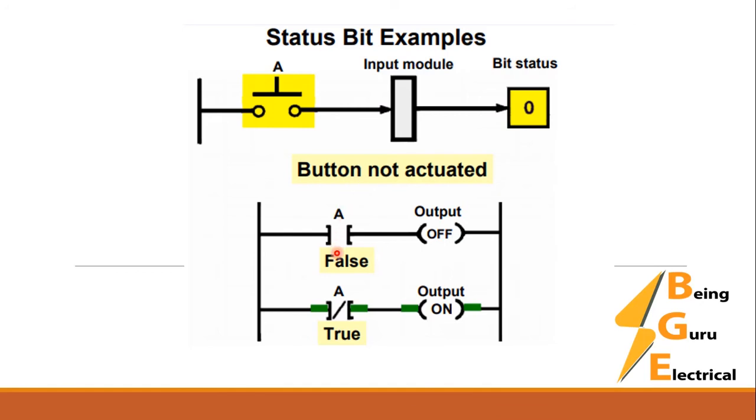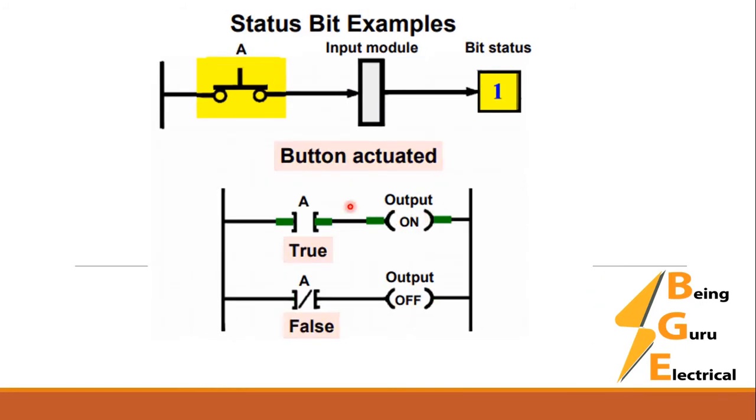So let's see, if this button switch is not actuated, what will happen? We have a NO contact, so the switch is open, so the output is off. Now if we have an NC contact, if this is open, it will be true and the output will be on. So the NC will be on and the NO contact will make the output off. So this is on, this is off.